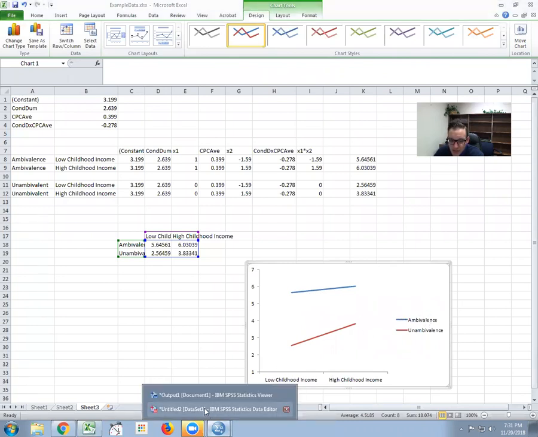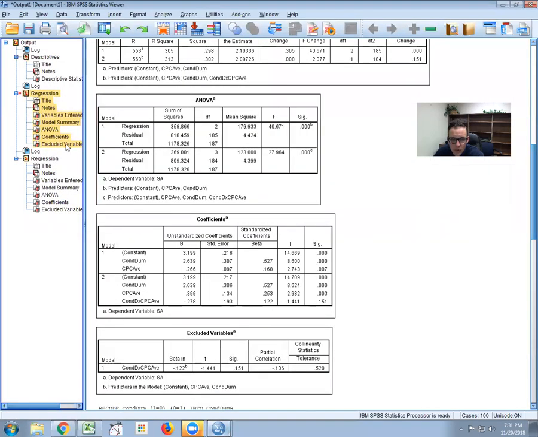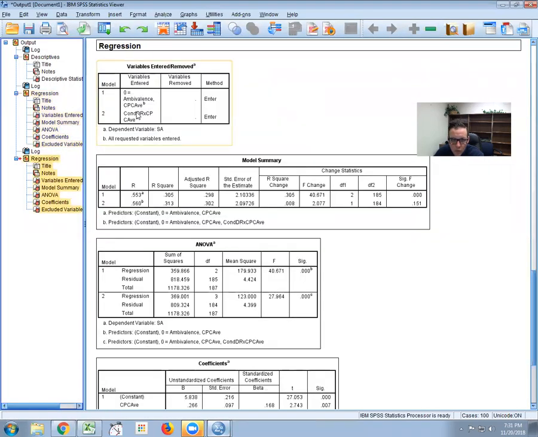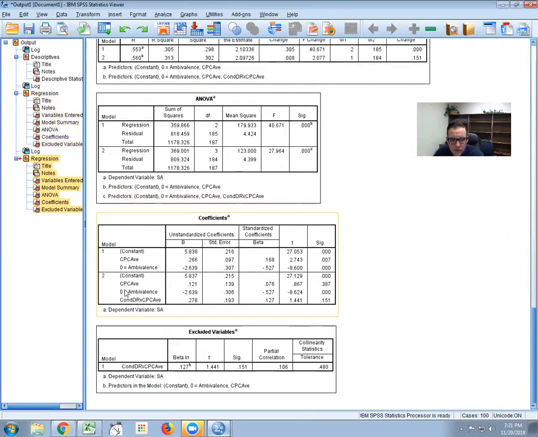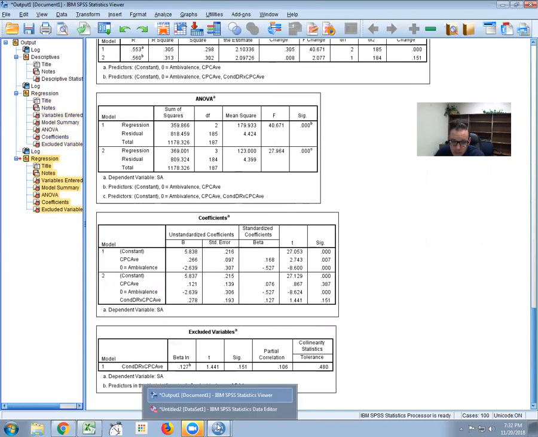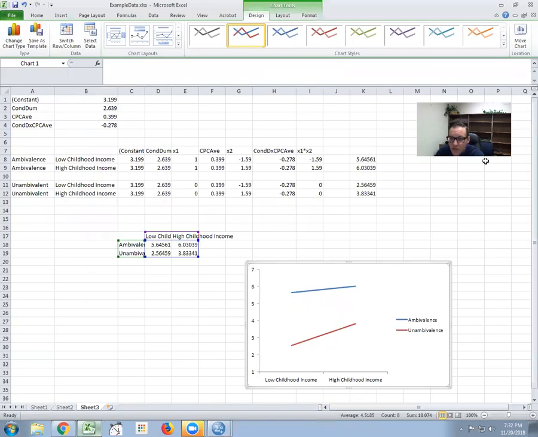So to find out if that slope is significant, again we go to our output, but this time we go to the regression where we recoded the condition variable such that 0 means the ambivalent condition. And so this is the simple slope of perceived childhood income predicting subjective ambivalence when they were in the ambivalent condition, and lo and behold, it's still slightly positive, but it's not significant. All right. So there is the process of making your line graphs.